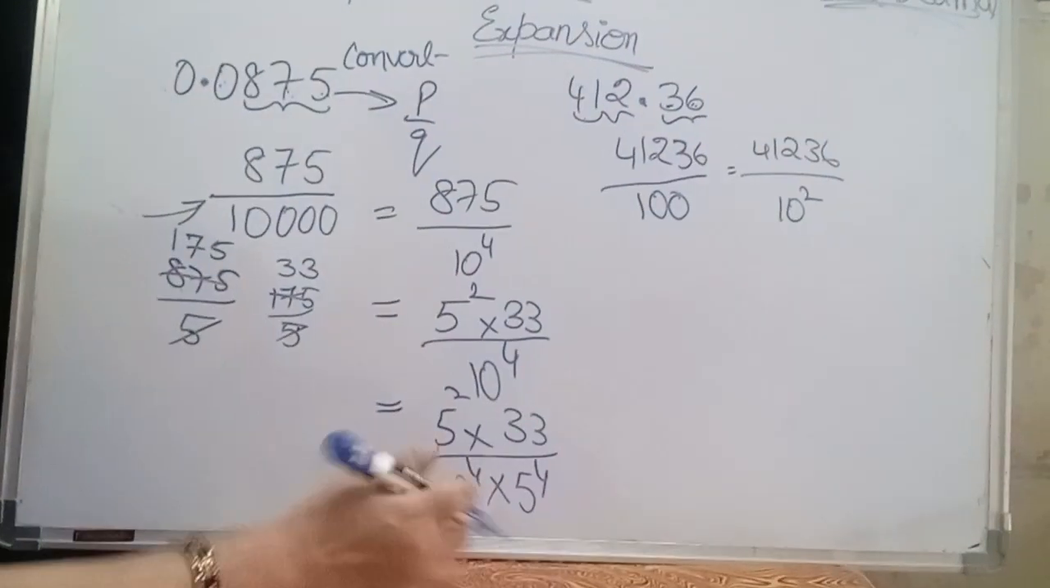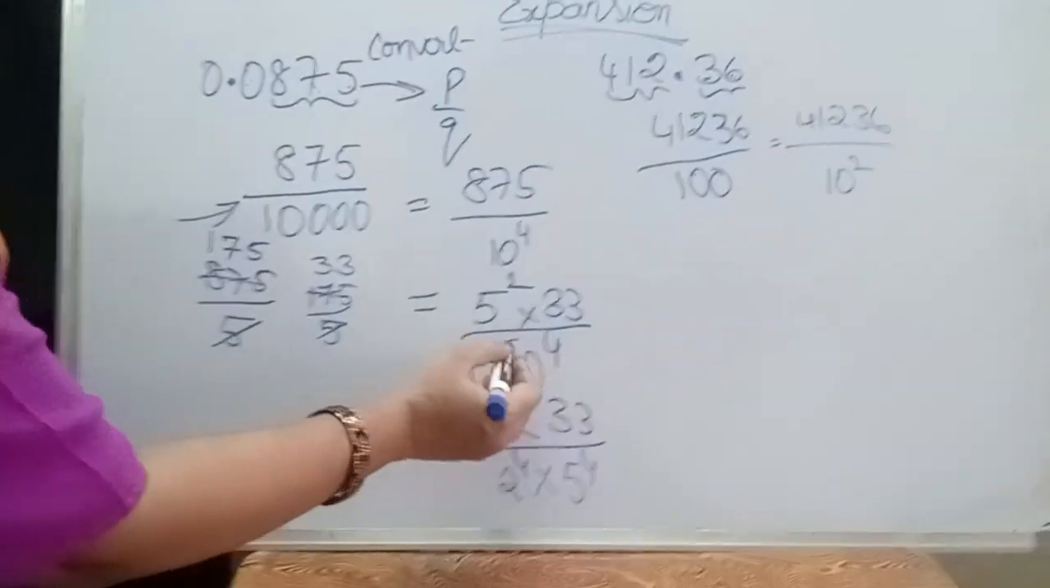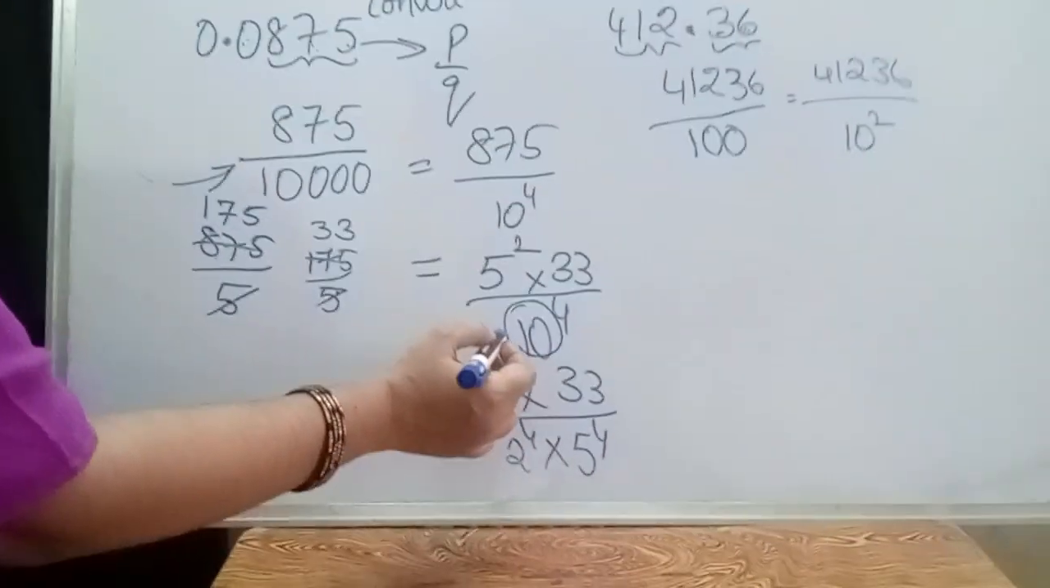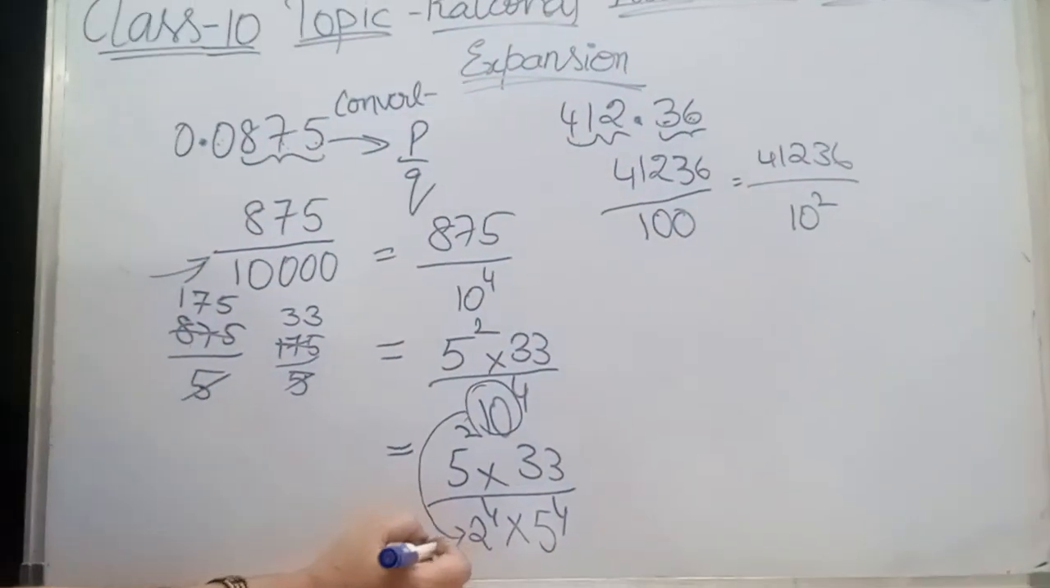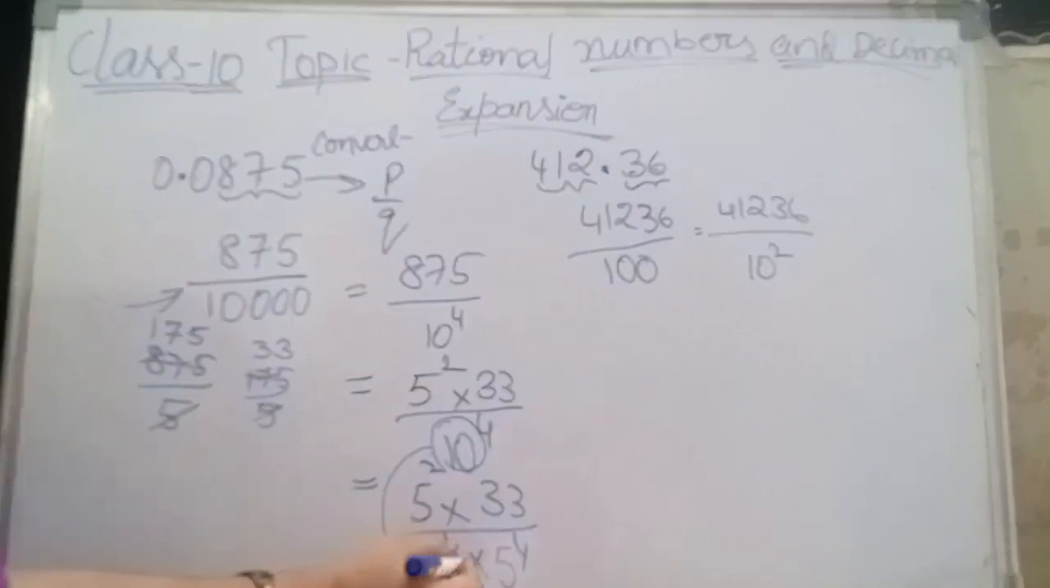Okay, ma? Here 5 square into 33 by 2 power 4 into 5 power 4. I have written this 10 power 4. Break it into prime factors. Prime factorization I did for 10 power 4, that we got 2 power 4 into 5 power 4.